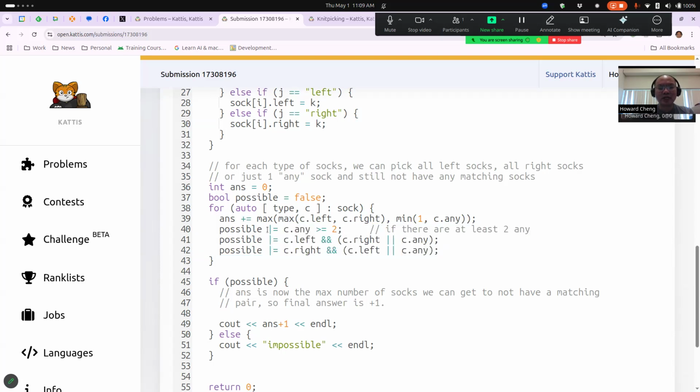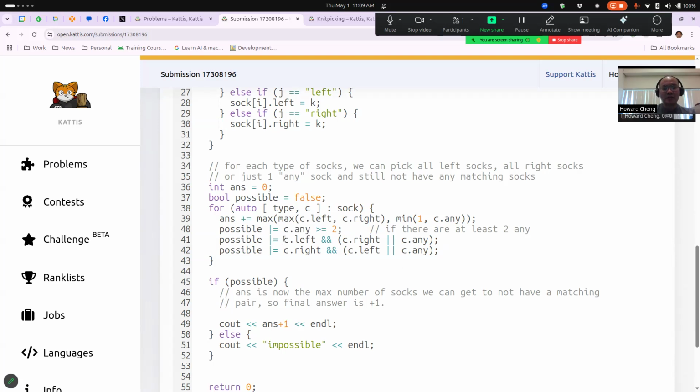But if it was true already, I don't want to turn it false. So here, remember, it's like plus equals. If I have an integer variable, A plus equals B means A equals A plus B. So here, possible equals possible or this condition. So it's whatever it was before, or if this is true. So we'll turn possible to true if this is true. And if it's not true, it will just keep whatever it used to be.